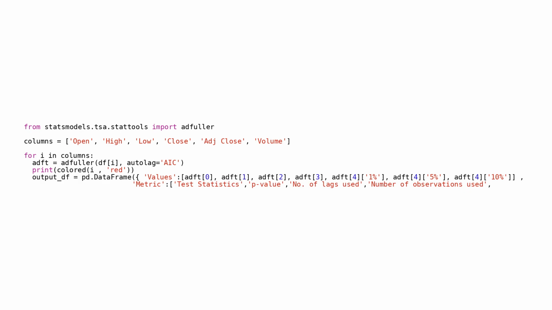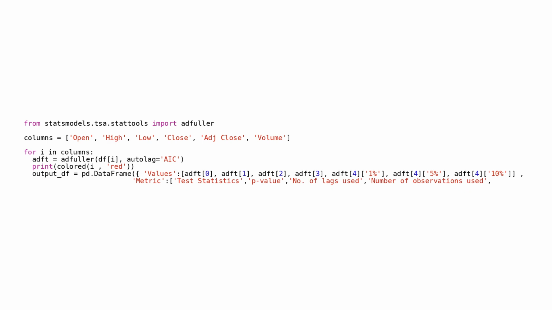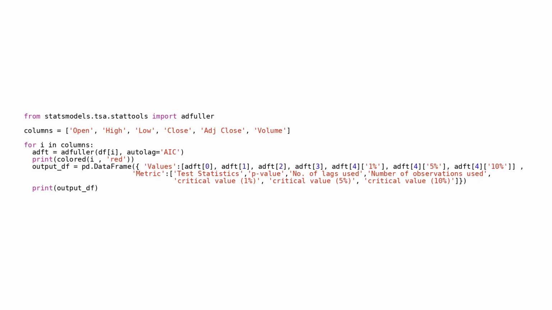Afterward, the results are organized into a data frame to enhance their presentation. Finally, the program displays the column name in red and provides the results of the augmented Dickey-Fuller test. This includes the test statistic, p-value, critical values, and other relevant information. This code is used to check if the financial data in the data frame is stationary. It does this by performing the augmented Dickey-Fuller test on each chosen column.